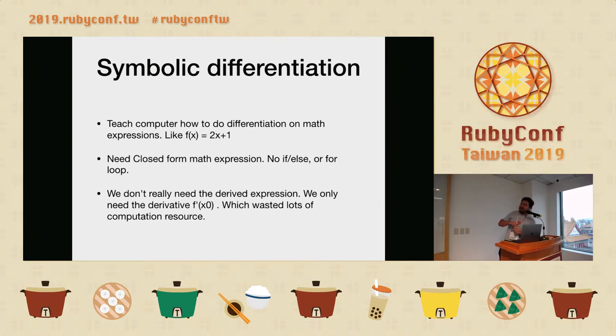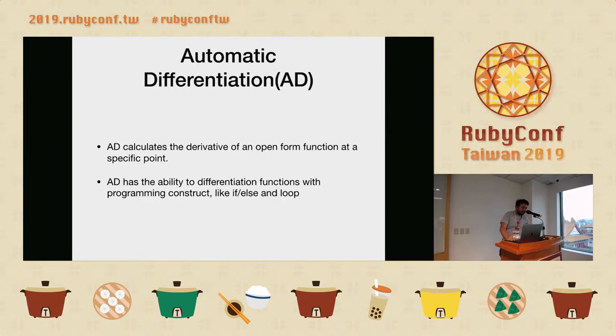So finally, we're getting to our main topic, after 15 minutes. Automatic differentiation. Probably got to speed up a little bit. Automatic differentiation calculates the derivative of an open form function at a specific point. And it has the ability to differentiate functions with programming constructs. So the function can have things like if else or loops.